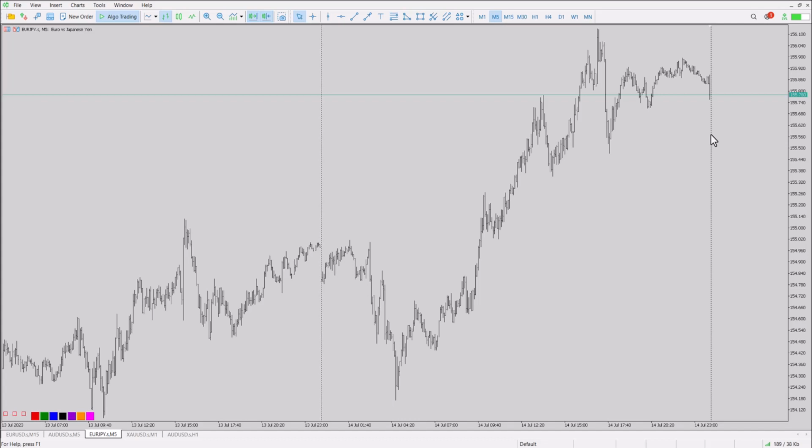Do not trade with your real money at the moment. Open a demo account and practice.